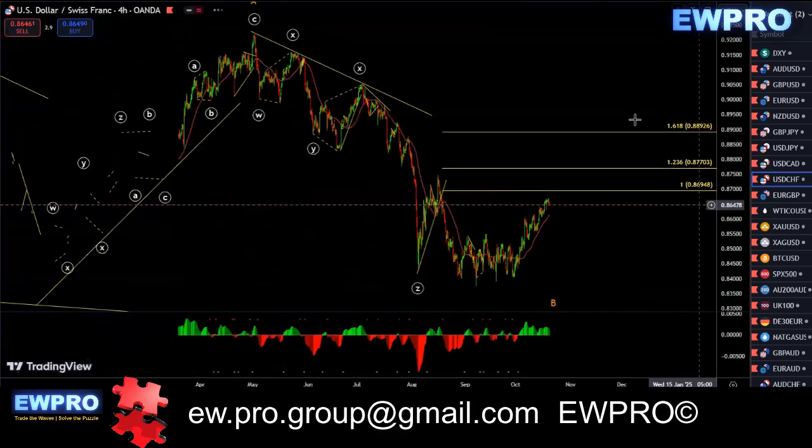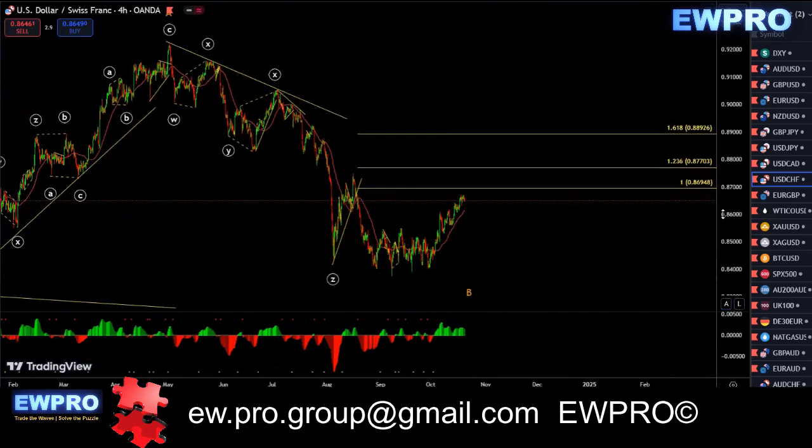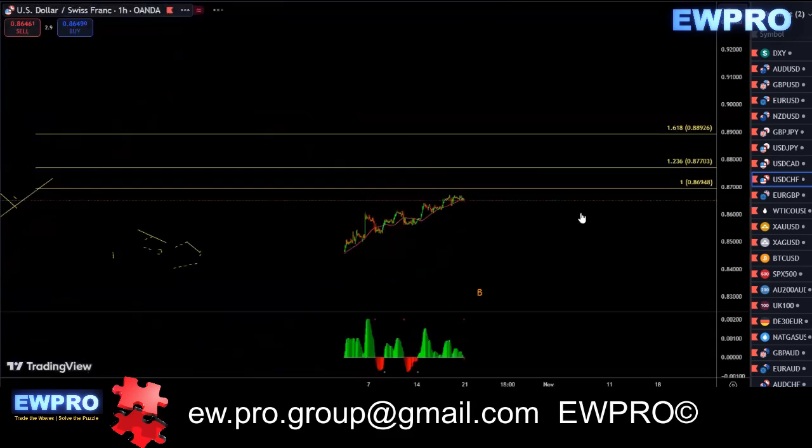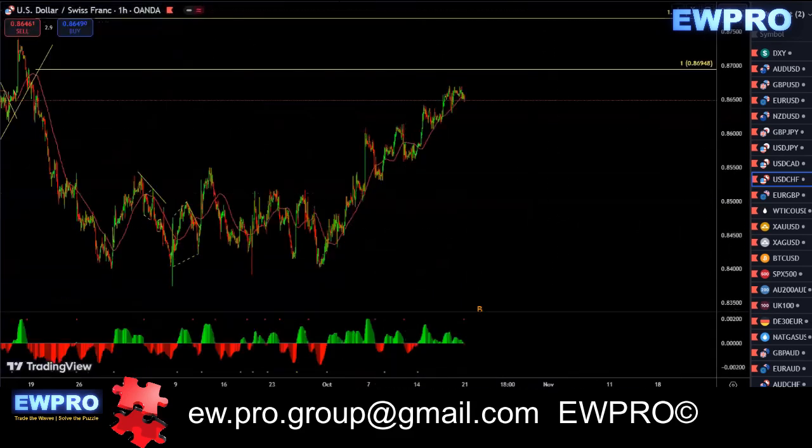Looking at a possible flat here. It hasn't quite got to that 100 fib we were looking at for the buy. I'm looking at some sort of an A, a B, and a C up as a flat after these 5 down. If you remember, we got these 5 down in here and we lost all the bullish divergence. So I'm looking for a larger correction before we get more downside. On the H1, we're getting a lot of bearish divergence.